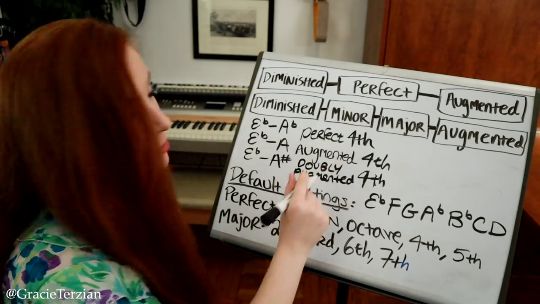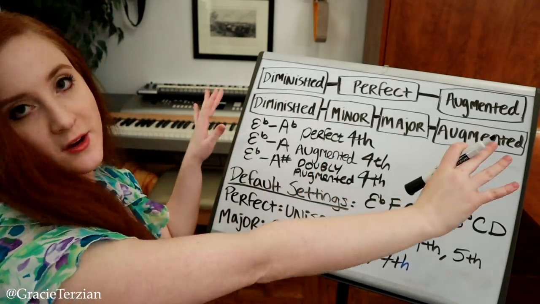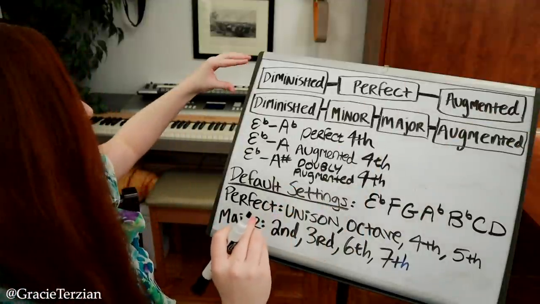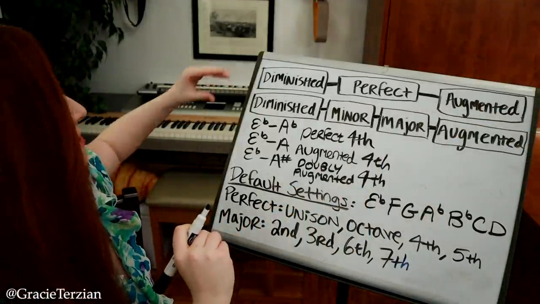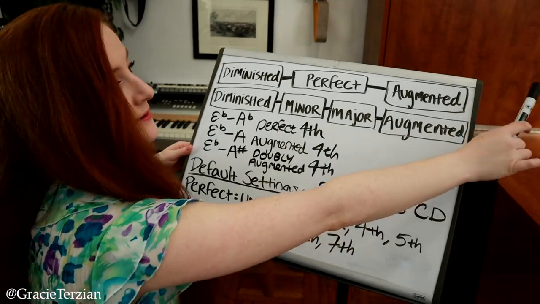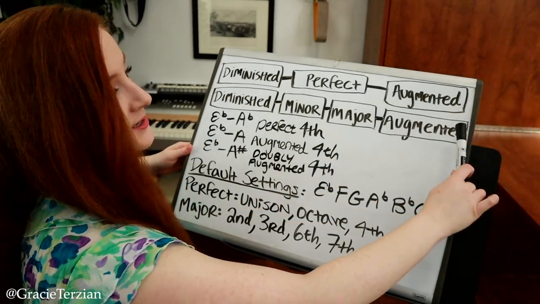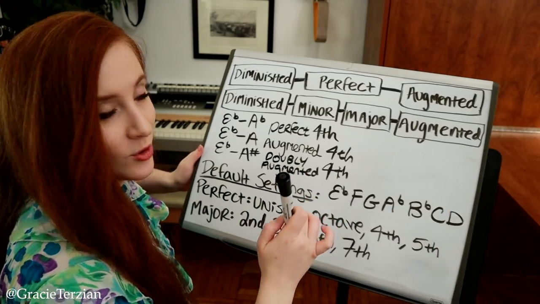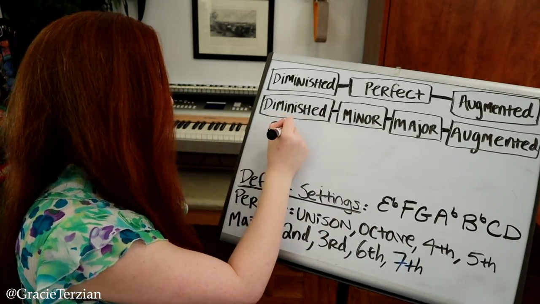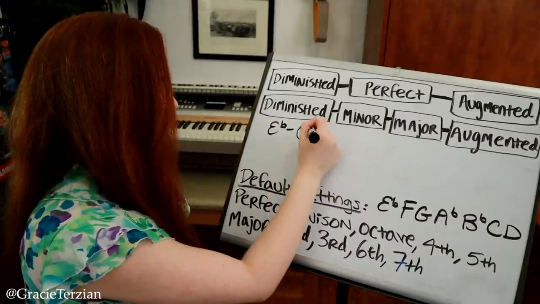Okay, so you can envision this chart up here as having four more extra boxes. There's an extra box here that says doubly diminished, and one here that says doubly diminished as well, and one on the far right that says doubly augmented up there and doubly augmented right there. Cool? Okay, how about the interval E flat to C sharp?